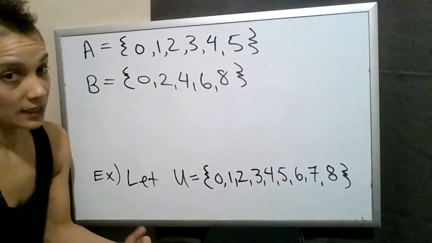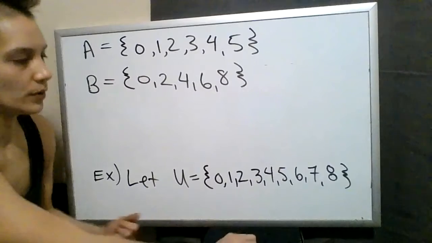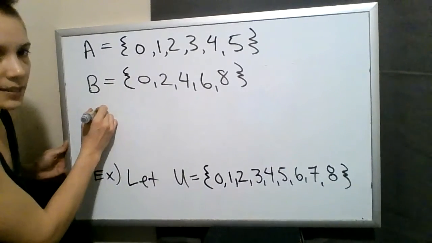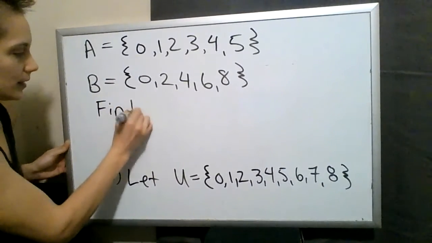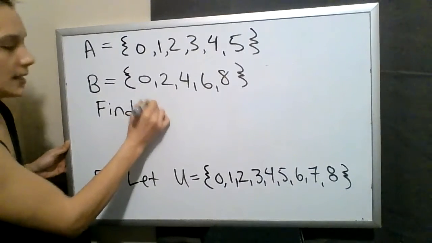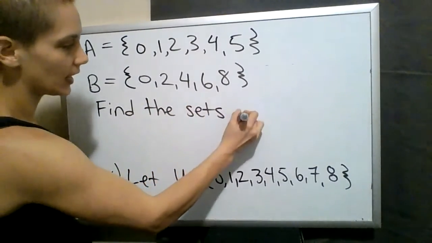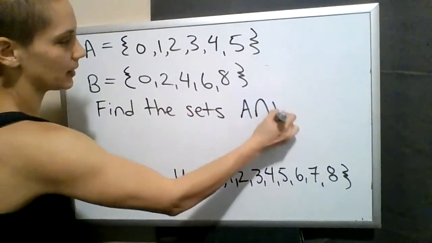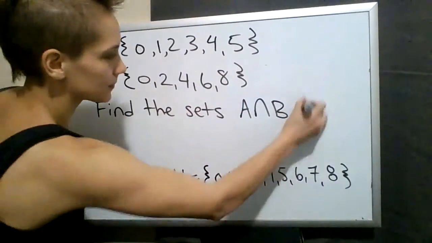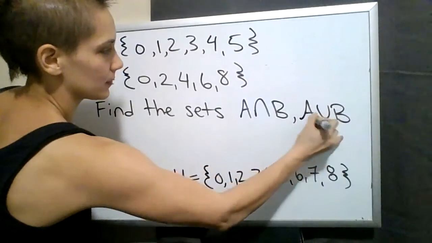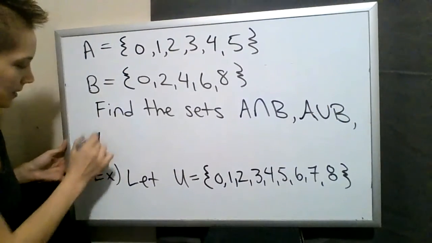So I think it's a good idea to draw a sketch of your universe, and we will find the following sets using that sketch. Find the sets A intersect B, A union B, A complement and B complement. That's it.